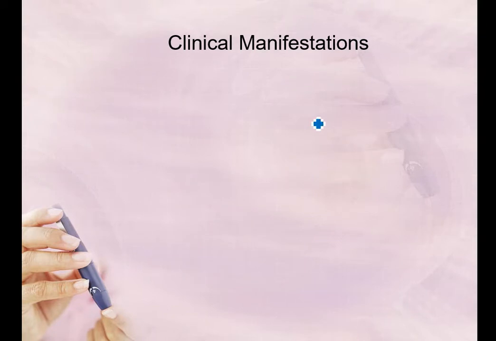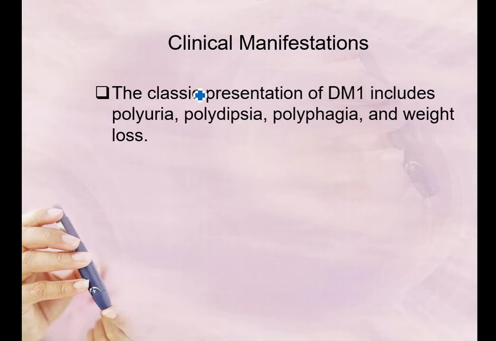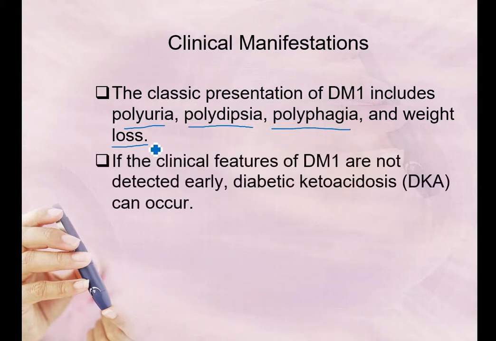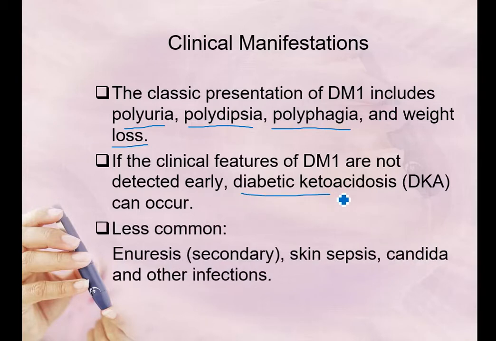Clinical manifestation of diabetes. The classical presentation of type 1 diabetes includes polyuria, polydipsia, polyphagia, and weight loss. And if the clinical features of diabetes mellitus are not detected early, diabetic ketoacidosis can occur. Less common symptoms include uveitis, which is a secondary uveitis, not primary, and skin sepsis, candida, and other infections, or maybe the clinical manifestation of diabetes is precipitated by the infection.